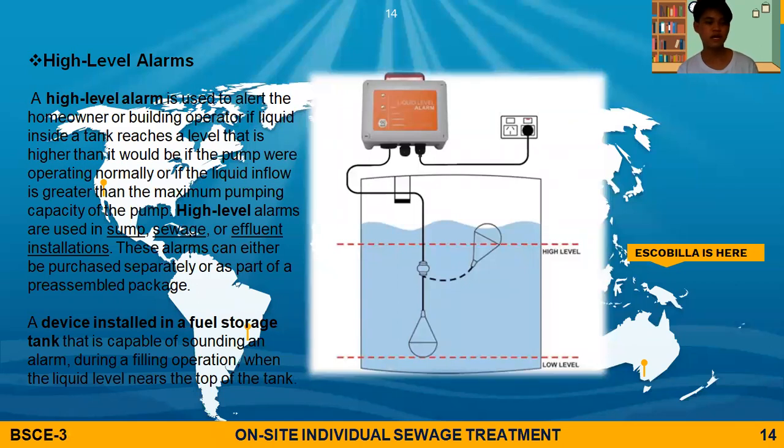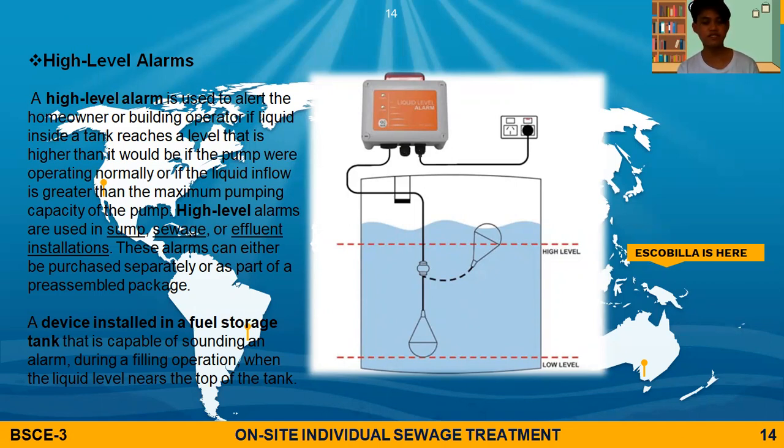Next is the high-level alarm. A high-level alarm is used to alert the homeowner or building operators if the liquid inside the tank reaches a level that is higher than it would be if the pump were operating normally, or if the liquid inflow is greater than the maximum pumping capacity of the pump. High-level alarms are used in sump, sewage, or effluent installations.